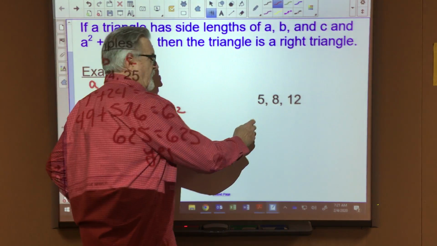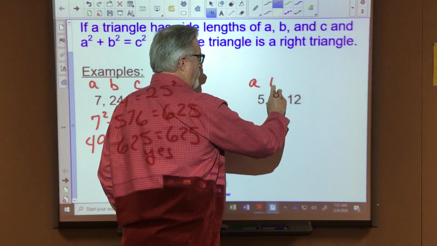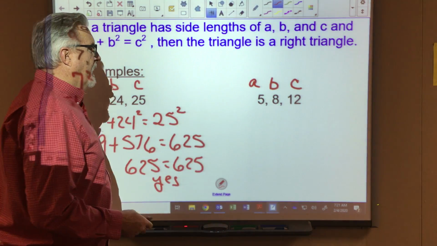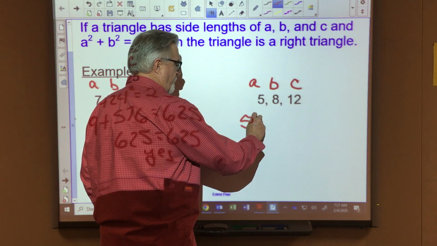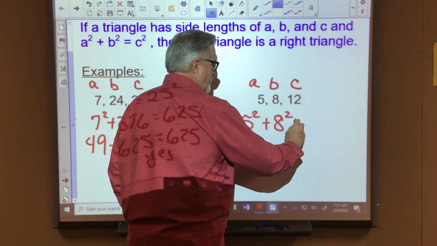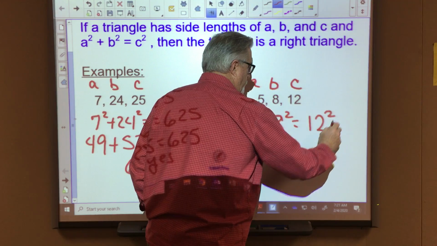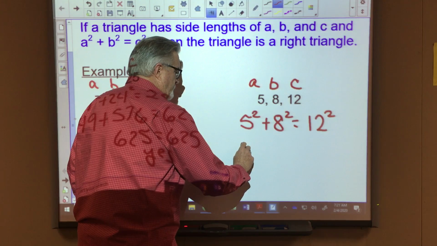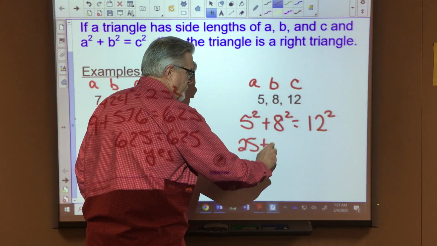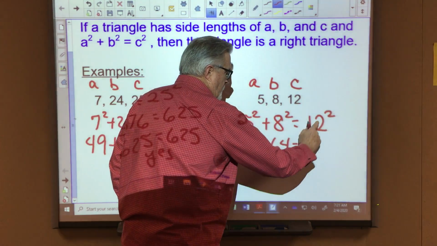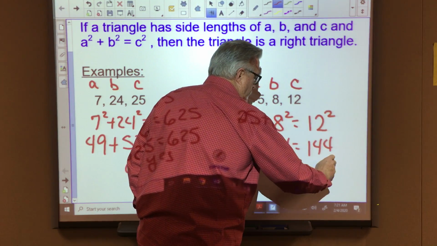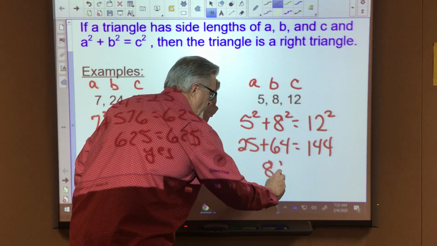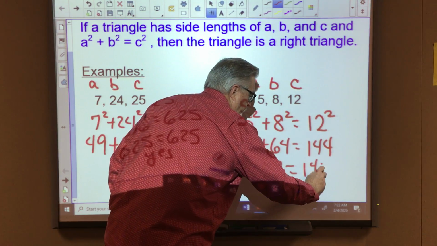So again, we're given side lengths of A is 5, B is 8, and C is 12. We're going to plug it into the Pythagorean theorem. So we have 5 squared plus 8 squared is equal to 12 squared. We'll go ahead and square these, then simplify. 5 squared is 25, plus 8 squared is 64, and 12 squared is 144. Go ahead and combine these two. That gets us up to 89 is equal to 144.